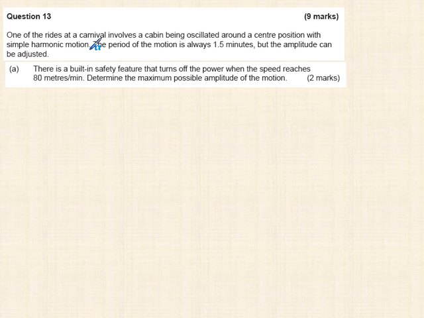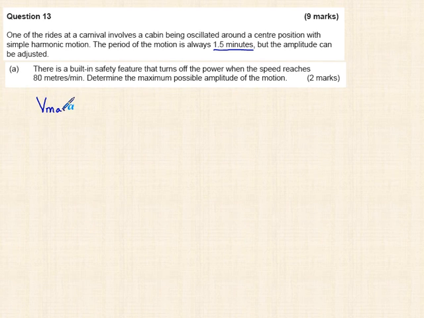One of the rides at a carnival involves a cabin being oscillated around a center position with simple harmonic motion. The period of the motion is always 1.5 minutes, but the amplitude can be adjusted. There is a built-in safety feature that turns off the power when the speed reaches 80 meters per minute. Determine the maximum possible amplitude of the motion.